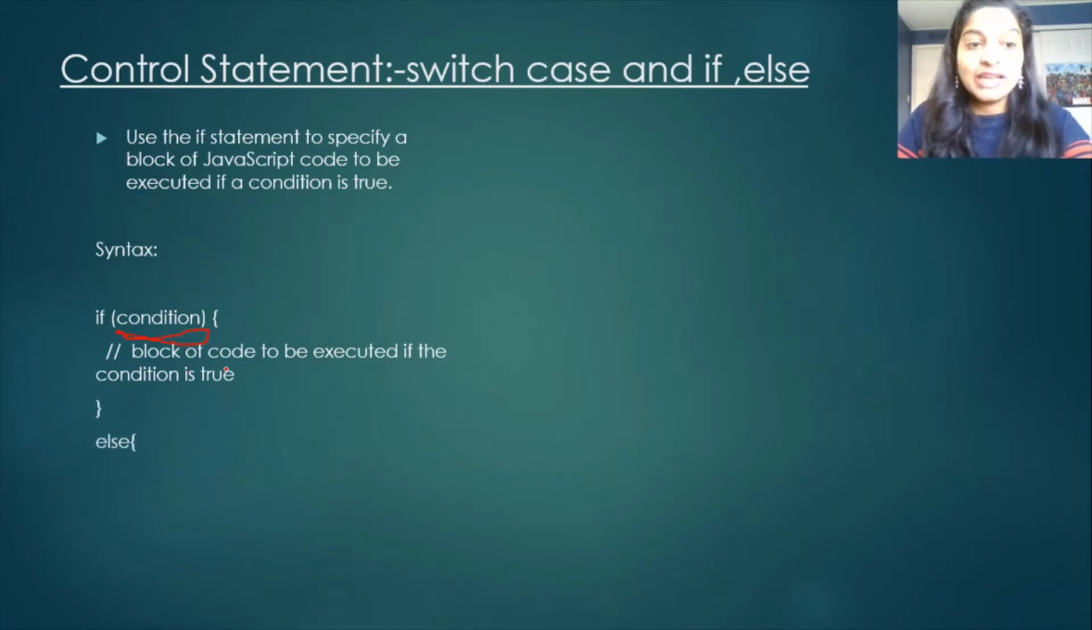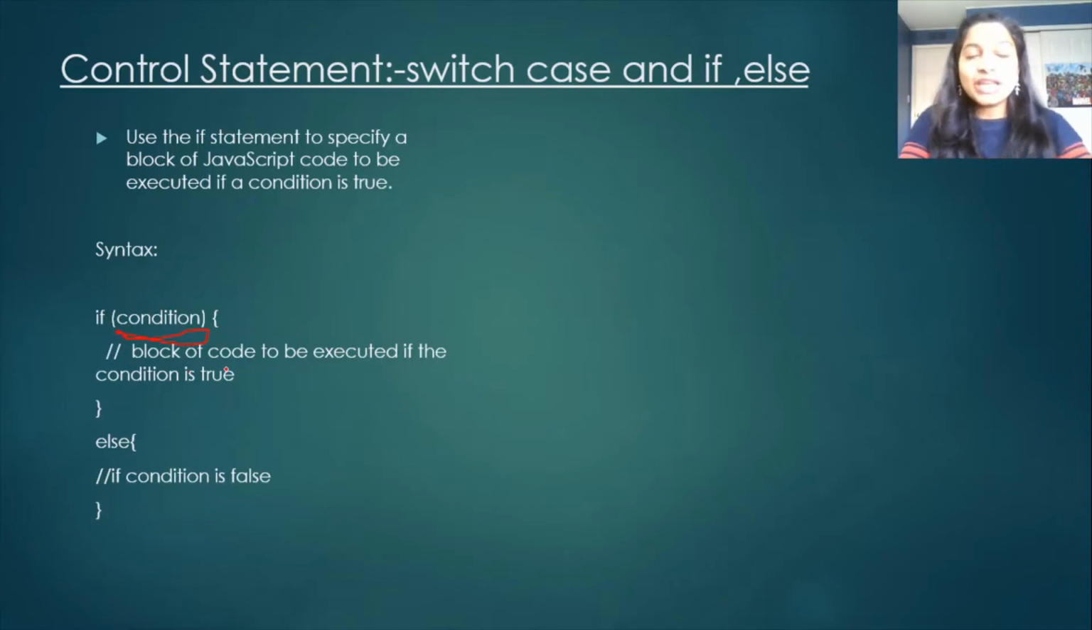Next, what is else? Else is something like: if we are not able to satisfy the condition which is given in if, then this block will run, if the condition is false. Now this if-else statement is very easy to understand, but if there are many conditions and we have to check every time, then we have to write multiple if, multiple else, and it's consuming time.